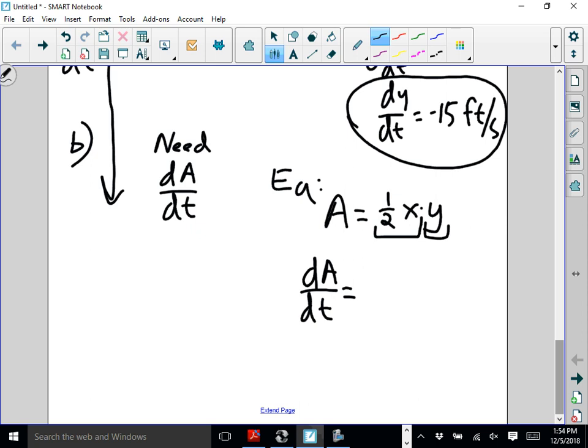Right? So product rule says derivative of the first times the second plus the first times the derivative of the second. So the derivative of the first is simply half. The derivative of half x is half, but I need to tack on dx/dt. That's the derivative of the first times the second, y. Plus the first, half x, times the derivative of the second, which is simply dy/dt.